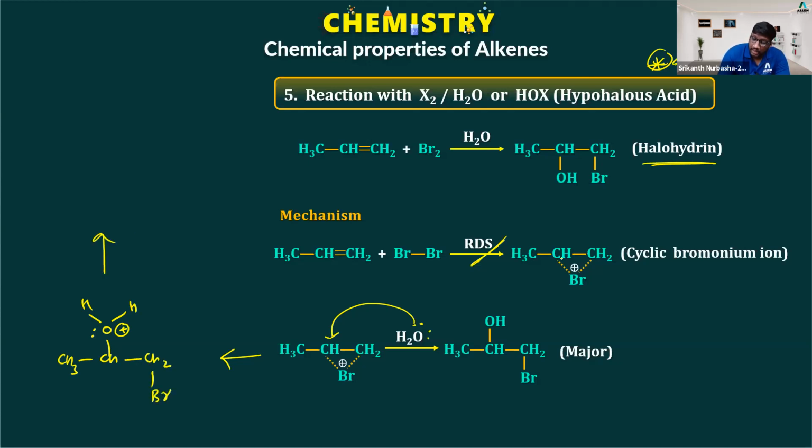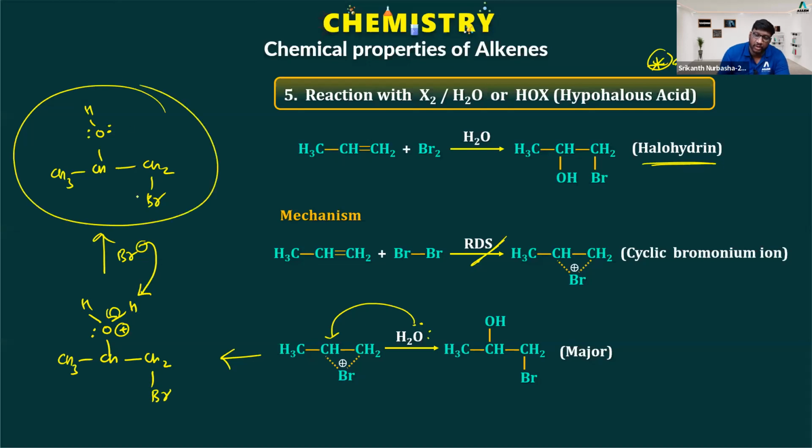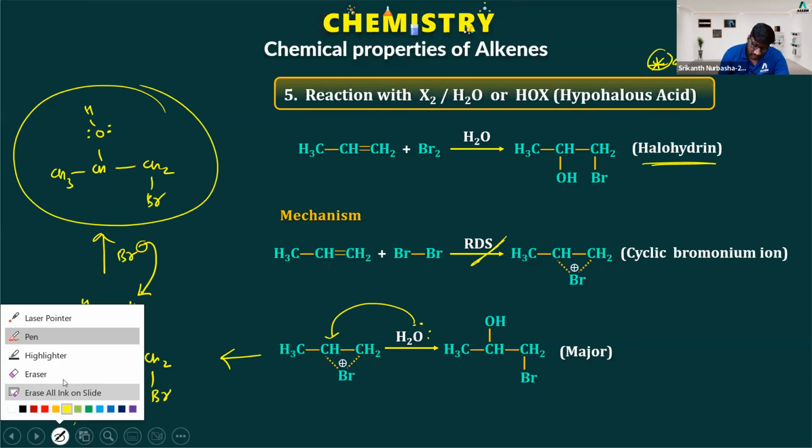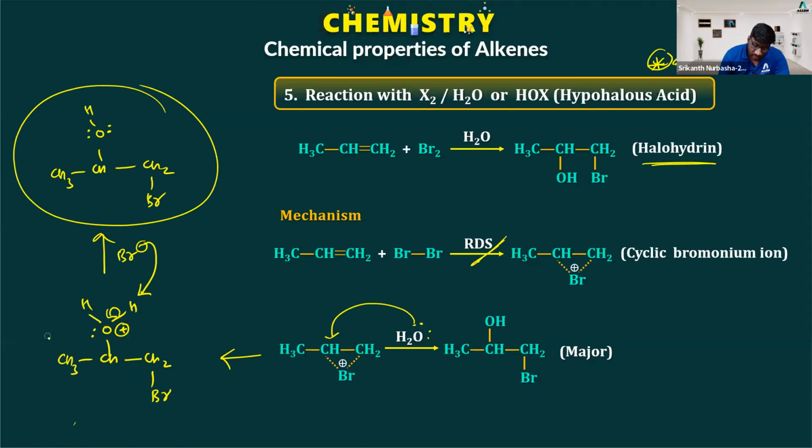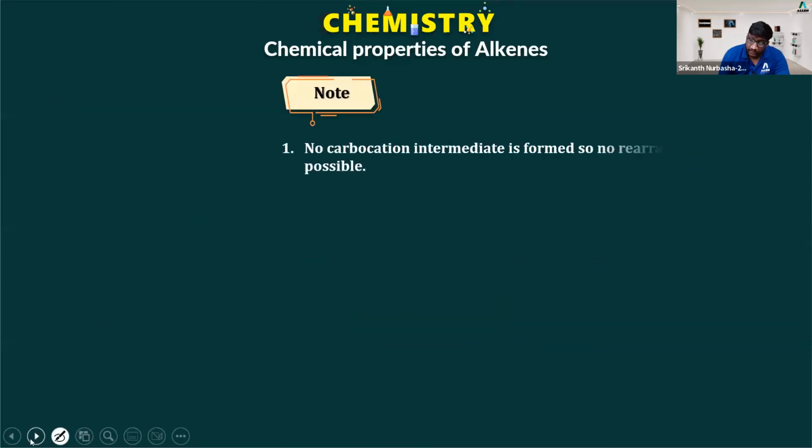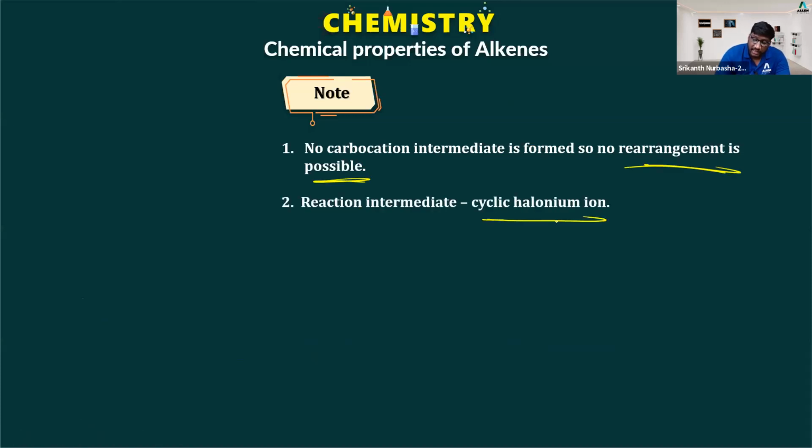Now whatever Br minus is left from the first step will pick up the proton. The OH electron density is given to oxygen, generating CH3CHOH, with two lone pairs of electrons on oxygen, and CH2Br. Again anti-addition is there, so OH and Br are opposite to each other. Right, same steps as we discussed earlier. No carbocation intermediate is formed, so no rearrangement is possible. Reaction intermediate is cyclic halonium ion.